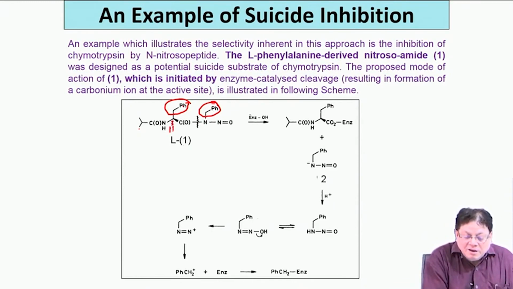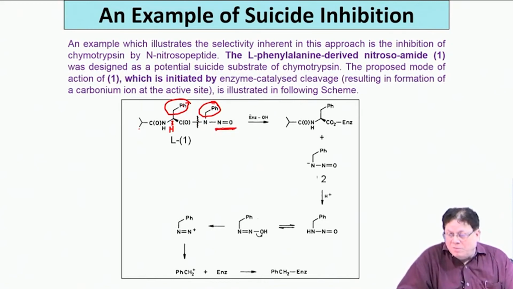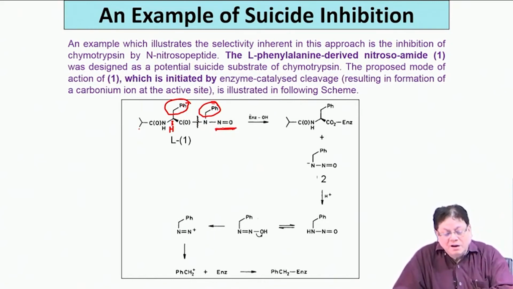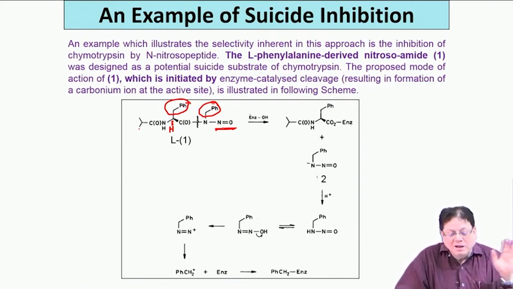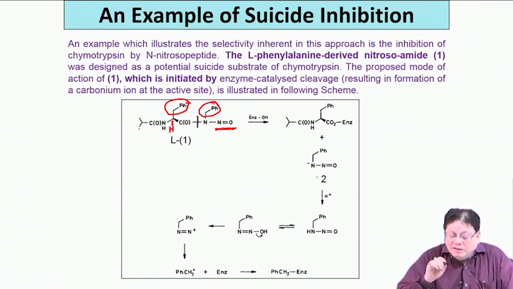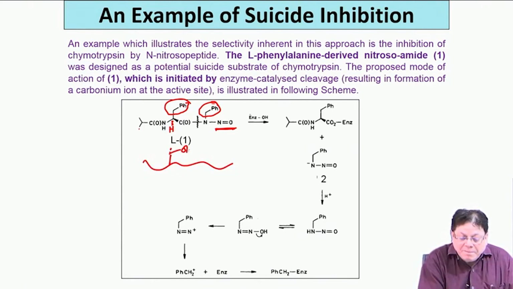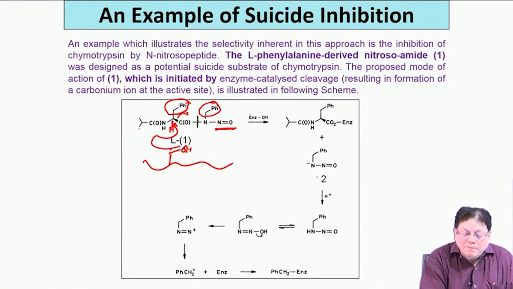This has the L configuration, and this nitrogen is attached to a nitrosyl group, NO. So, what you have is an N-nitroso N-benzyl phenylalanine derivative, and you show it to the enzyme. What was the idea of the scientist who was doing this? The idea is that because it is phenylalanine, the enzyme, having this same catalytic triad, will come and attack this, and this bond will be broken.